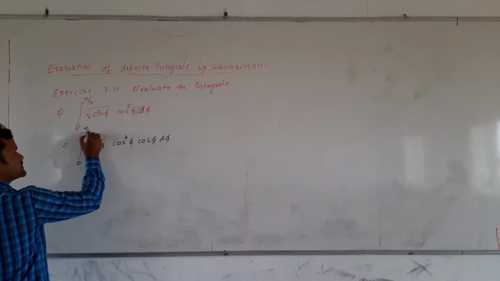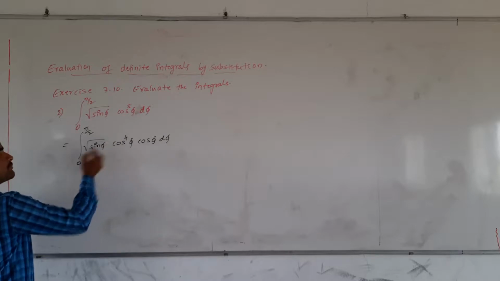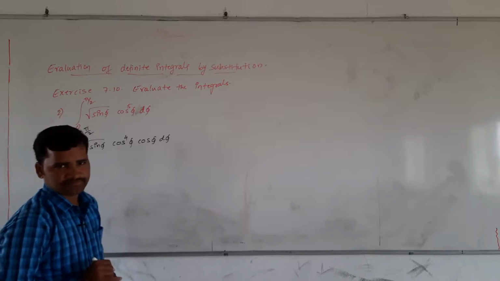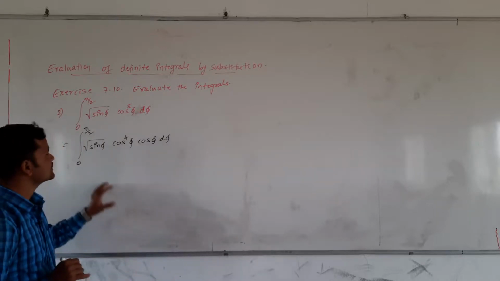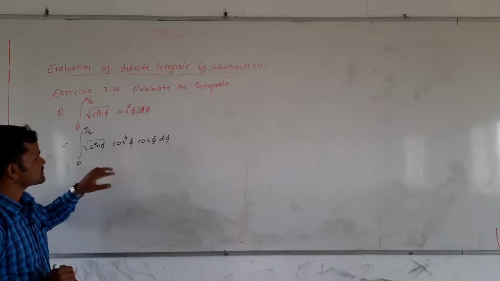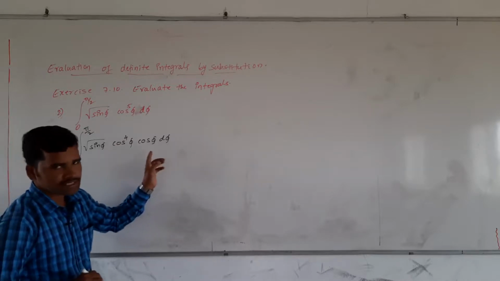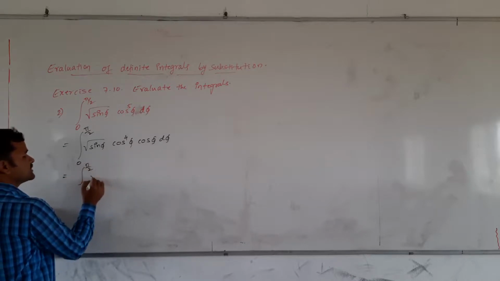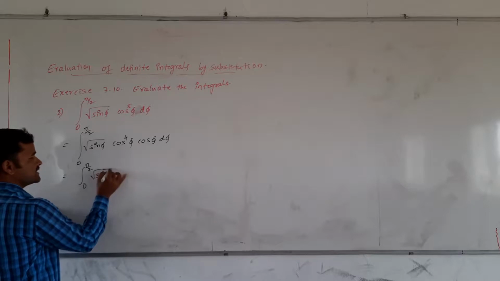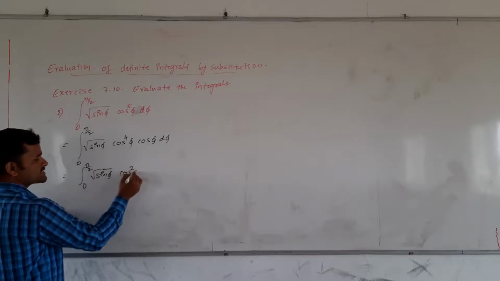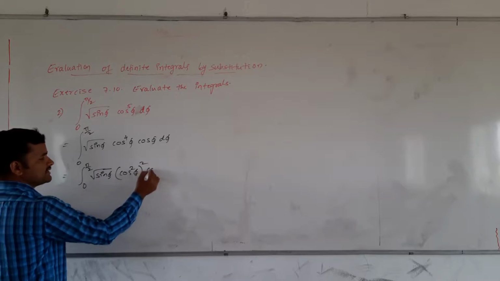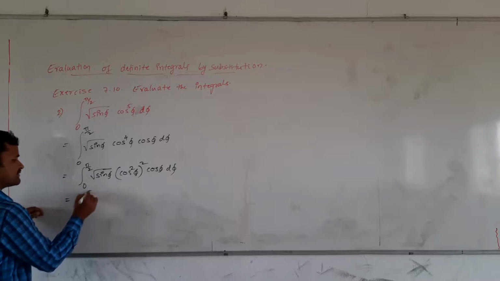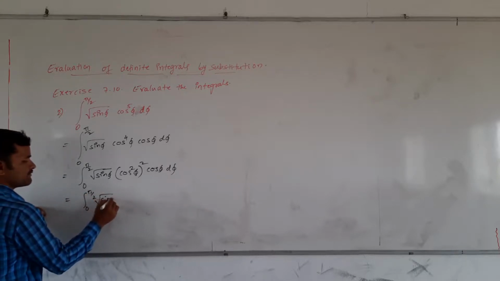From 0 to pi by 2, this will be as it is. This cos raised to 4 is there now. Cos raised to 4 phi, I want to take in terms of sin phi. If I write in terms of sin phi and substitute t equal to sin phi, we will get cos phi into d phi. That's all. It is 0 to pi by 2 square root of sin phi. This cos raised to 4 can be written as cos square phi whole square into cos phi into d phi.